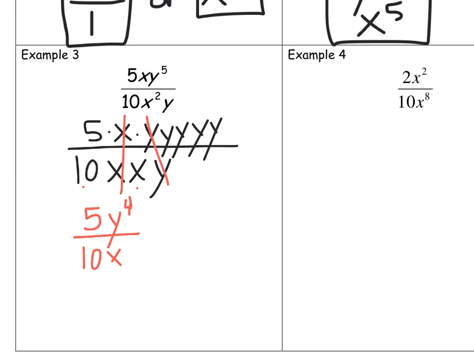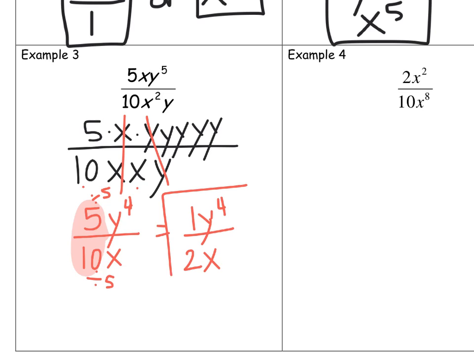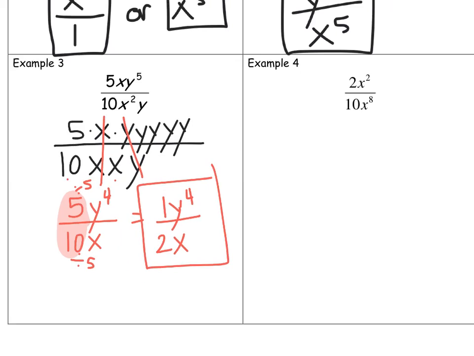The last thing to do with this problem, this is a little bit different than the ones we've done before, is that I have this fraction right here, 5 over 10. I can reduce that fraction. I can reduce that by dividing the numerator by 5 and dividing the denominator by 5. And I get 5 divided by 5 is just 1, y to the 4th. And on the bottom, 10 divided by 5 is 2x. There's my final answer. All right, the last example.